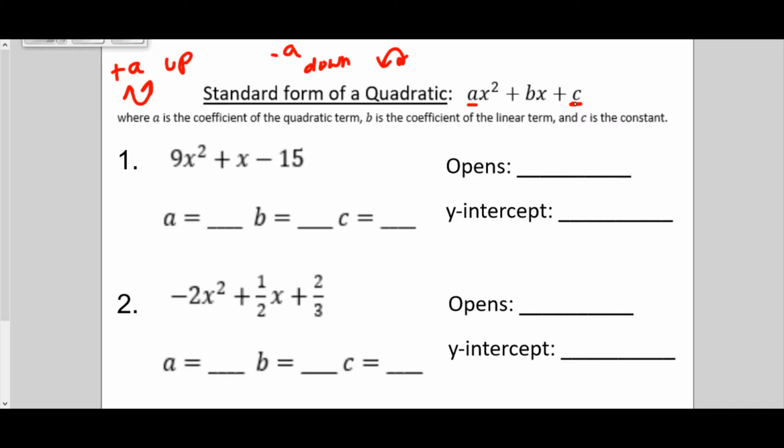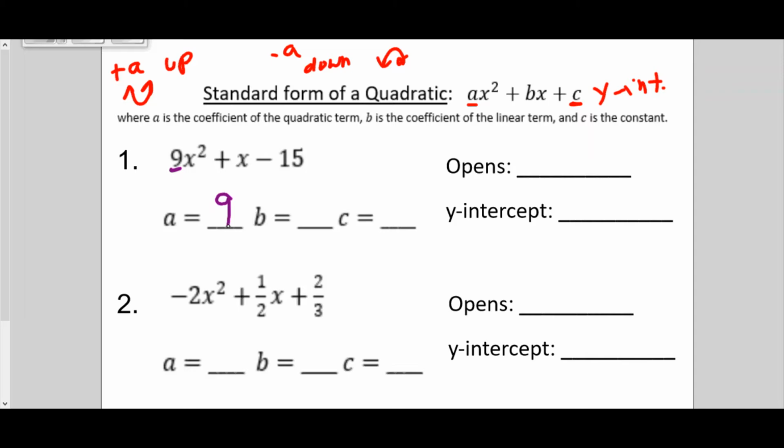This c is the y-intercept. So in these two examples, we're going to go ahead and identify a, b, and c, and then state, does the graph open up or down, and what the y-intercept is. So in example 1, I have 9x squared plus x minus 15. So I'm going to identify a, b, and c. So a is the number in front of x squared. That's positive 9. Make sure to include the sign.